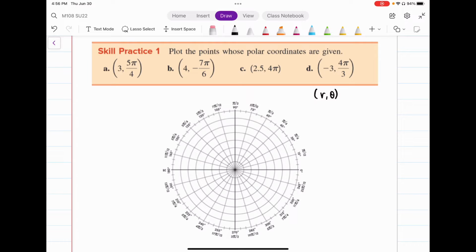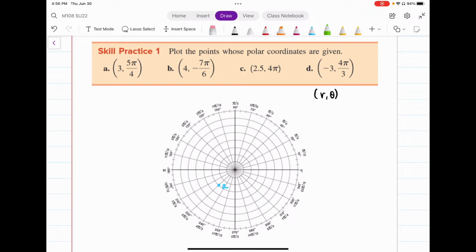For point A, we have r is 3. That's a distance of 3. So we're looking for circles a distance of 3. So 1, 2, 3, if you can see my dot here. And then we're at the angle 5 pi over 4. So we find 5 pi over 4. It's in the third quadrant. This is point A. Again, a distance of 3, so I'm 3 circles out at the angle 5 pi over 4.